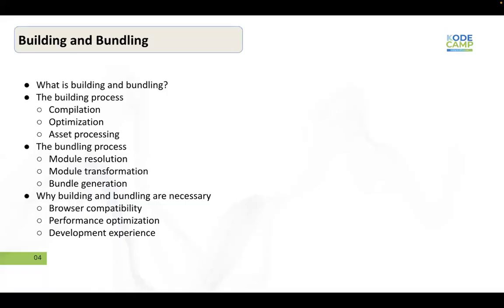So moving on, we also have the bundling process. Under the bundling process, we have module resolution, module transformation, and bundle generation. Under module resolution, we have dependency analysis. It analyzes the import/export statements and builds a dependency graph of all modules. Then it tries to detect if there's a circular dependency. If there are, it identifies and handles circular imports.